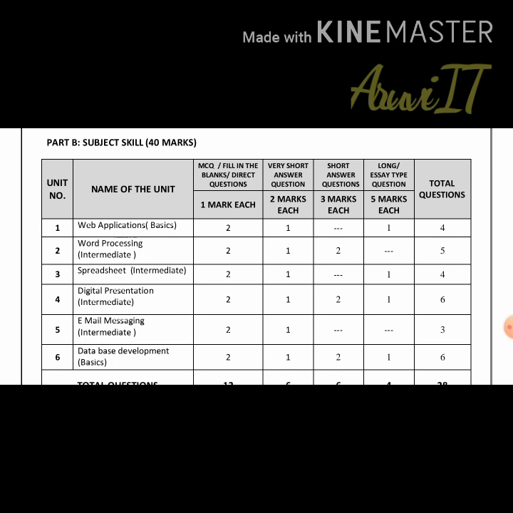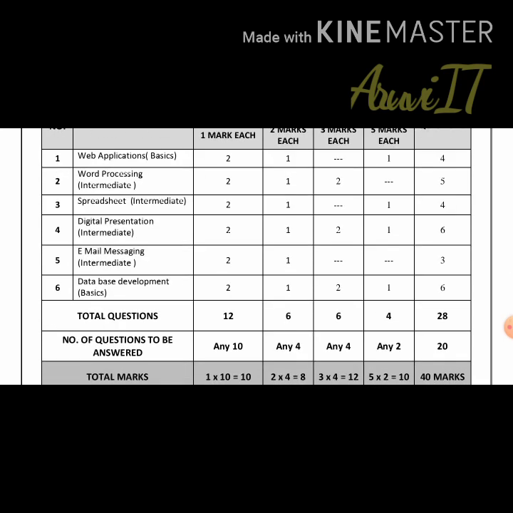And then the fifth unit, that is email messaging. Here 2 1 mark questions, 1 2 mark question, there is no 3 mark question, as well as no 5 mark question. So totally it will have only 3 questions in the unit. And then the last unit, that is database development. Here we can have 2 1 mark questions, 1 2 mark question, 2 3 mark questions, and then 1 hard 5 mark question. Totally we will have 6 questions in this last unit.